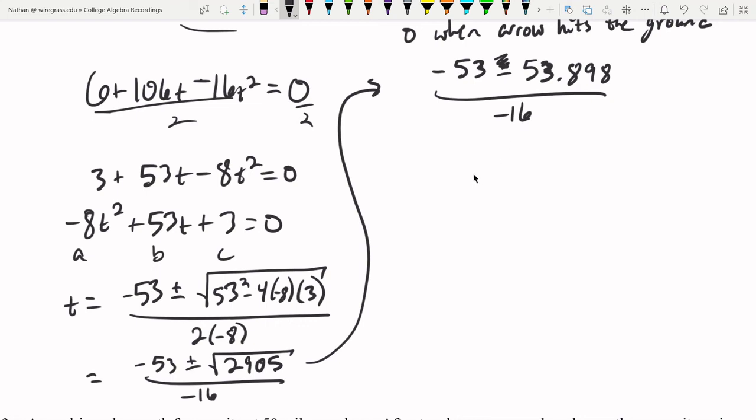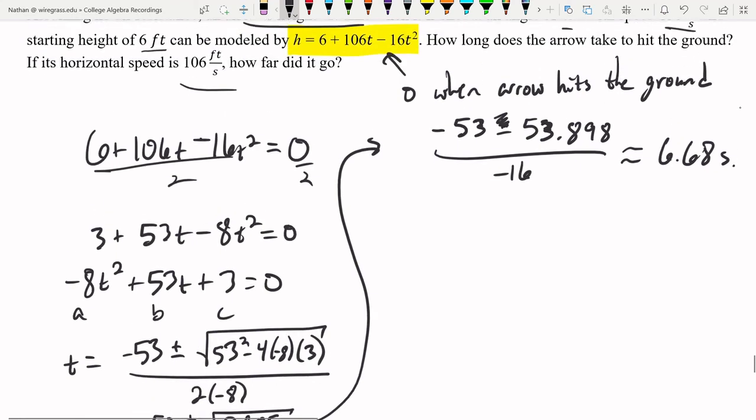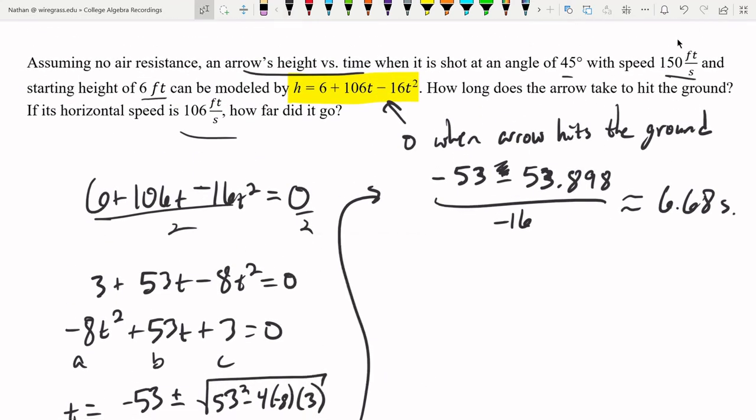Going ahead and doing the negative version, we're going to get 106.898 divided by 16. That's going to give us 6.68 seconds in the air. It's going to be seconds because our unit of measurement was feet per second here for the speed. So we have seconds for the time. Now, it's in the air for 6.68 seconds.